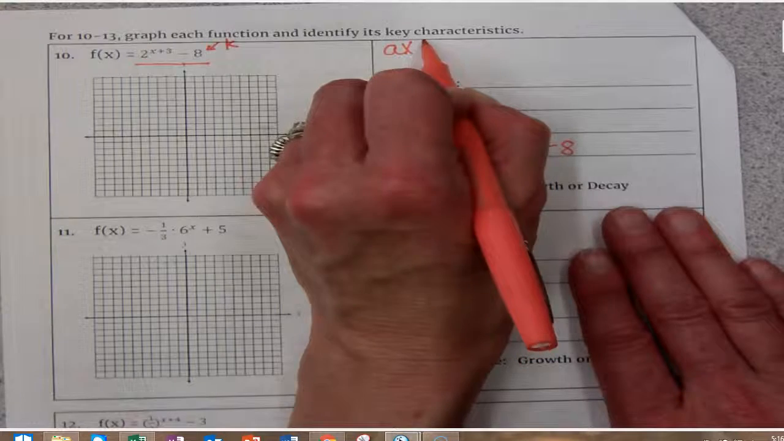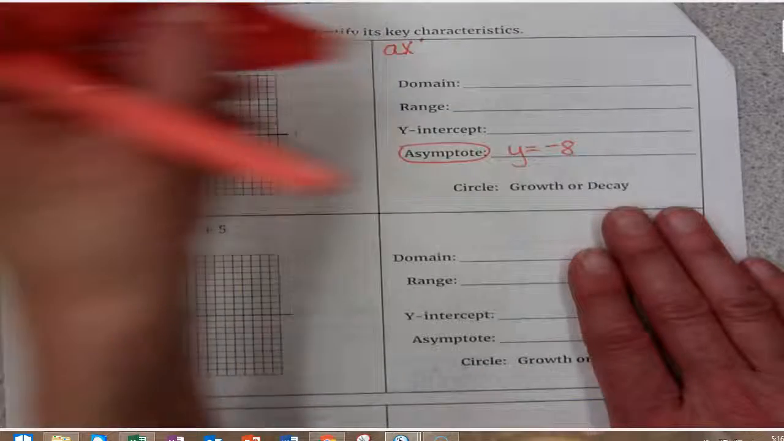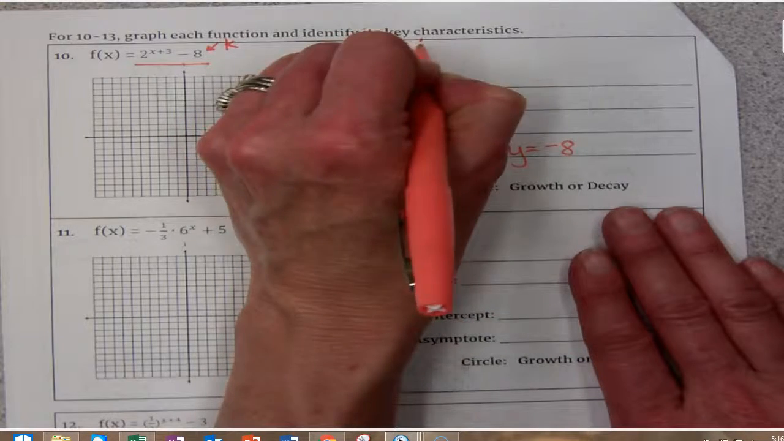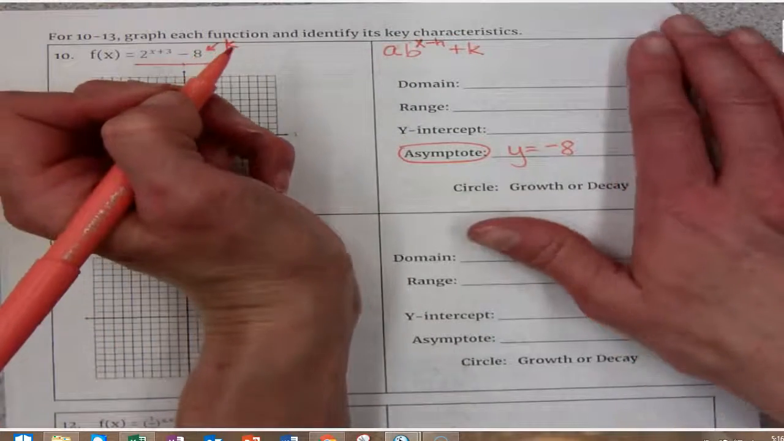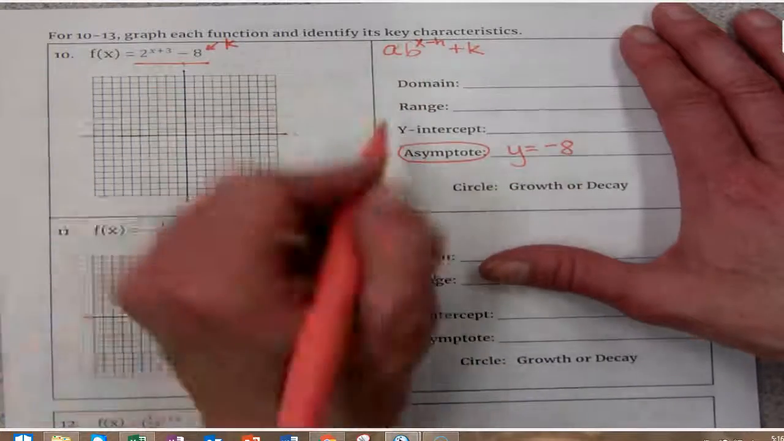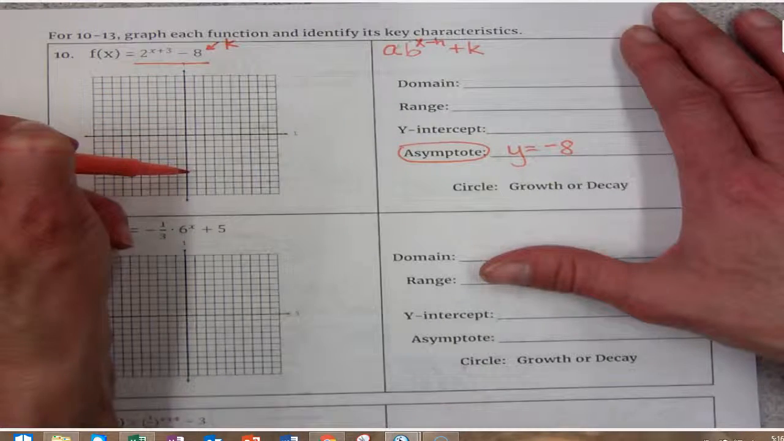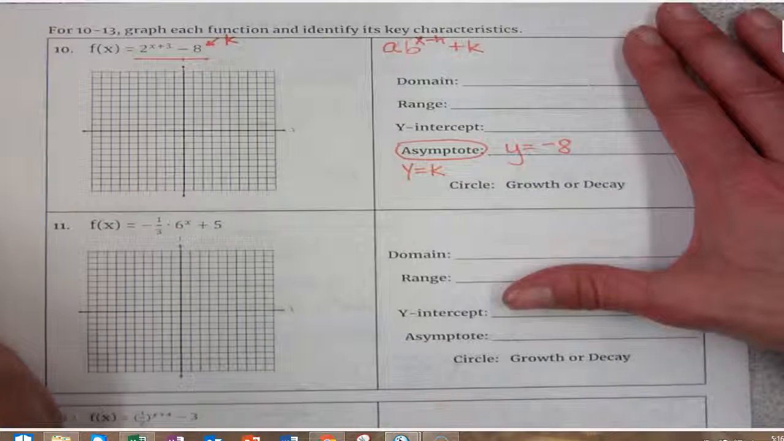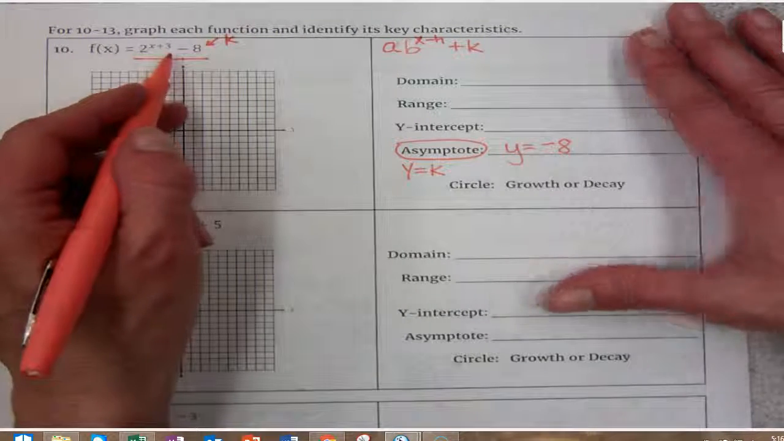Here we go. A, B, this is x minus h plus k. So here's your transformation. Your h makes it go left and right, your k makes it go up and down. So we know that this is making the asymptote go down from 0 to -8. So your asymptote is always going to be y equals k. So you should be able to get that part of your test if you're looking through this.